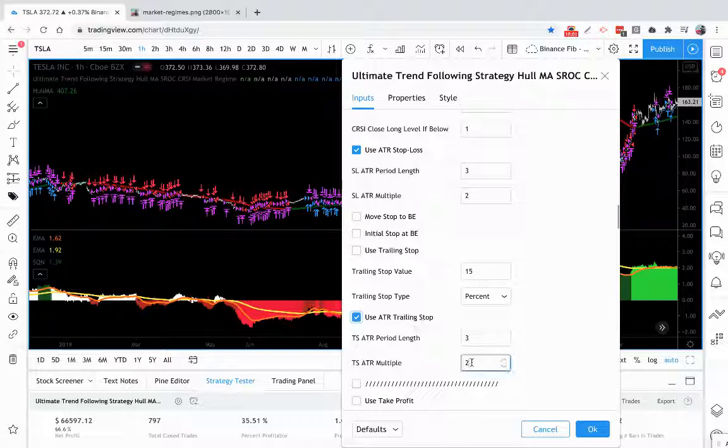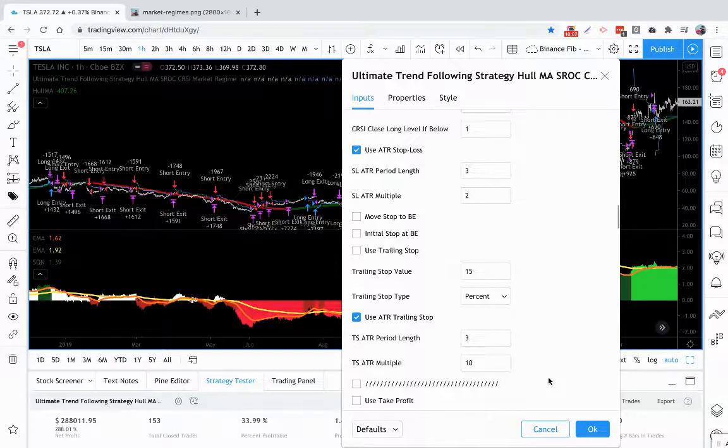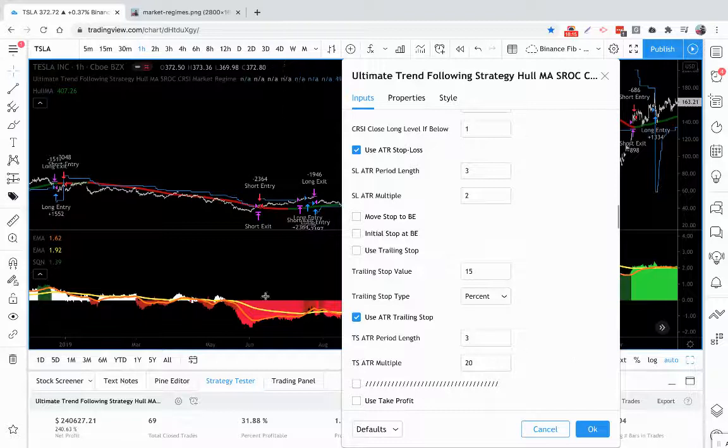You probably need to use a higher setting on an hour chart. There we go, maybe something like that, maybe even larger. So you'll have to test different settings and see what works for what you're trading, but you can use one or the other of the trailing stops. You either use a fixed stop or you use an average true range.